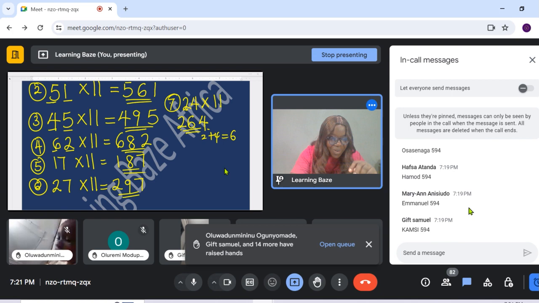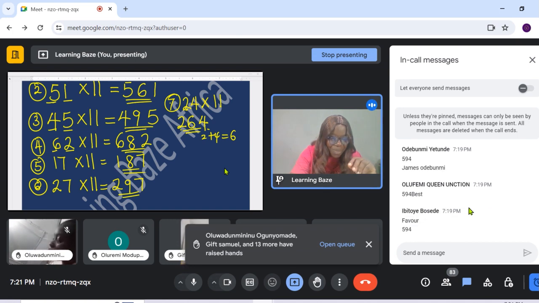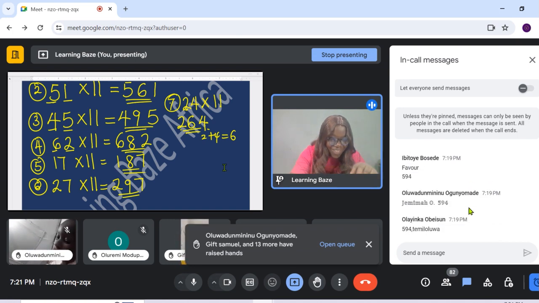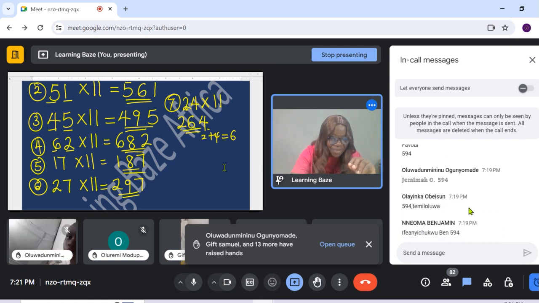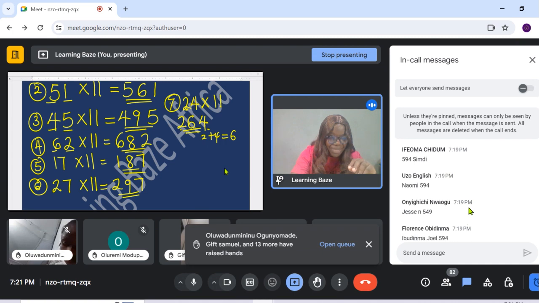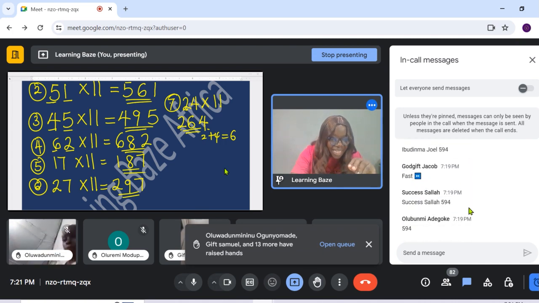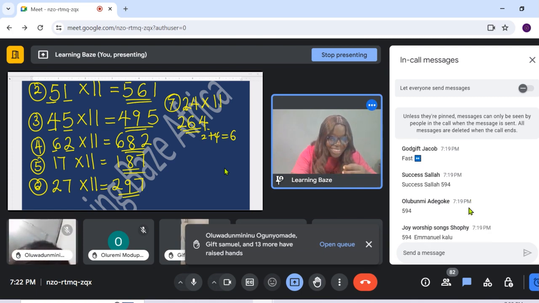Osa Senaga, correct. Hamod, correct. Emmanuel, Kamsi, correct. Taye and Kehinde, correct. James Odebunmi, correct. Best, correct. Favor, correct. Jemima, correct. Temiloluwa, correct. Ifeanyi Chukwu Ben, correct. Simdi, correct. Naomi, correct. JCN, correct. Obidimma Joel, correct.